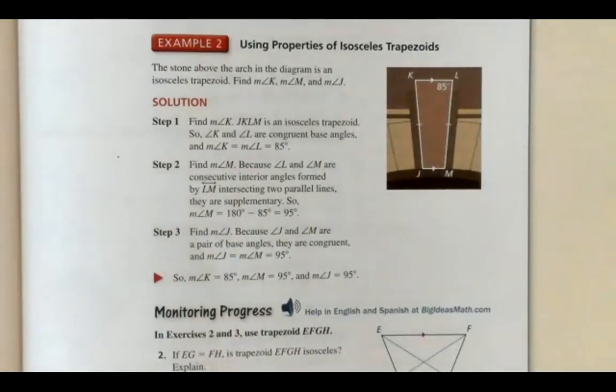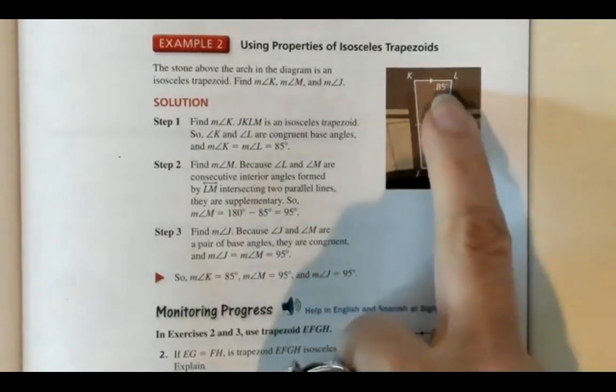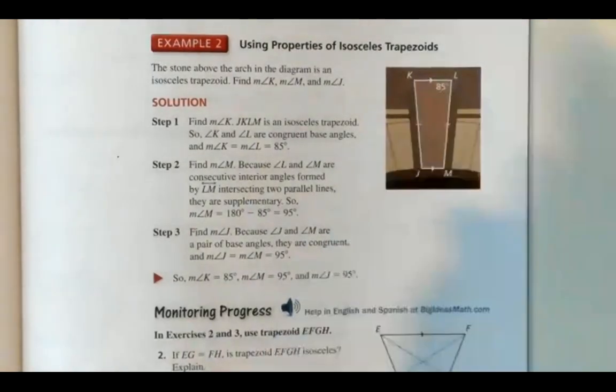So it tells us it's isosceles. Therefore, my base angles are going to be congruent. That means L and K have to be congruent. So the measure of angle K would be 85 degrees. Now, how can we find the measures of J and M? Well, we know all the angles have to add up to be what?